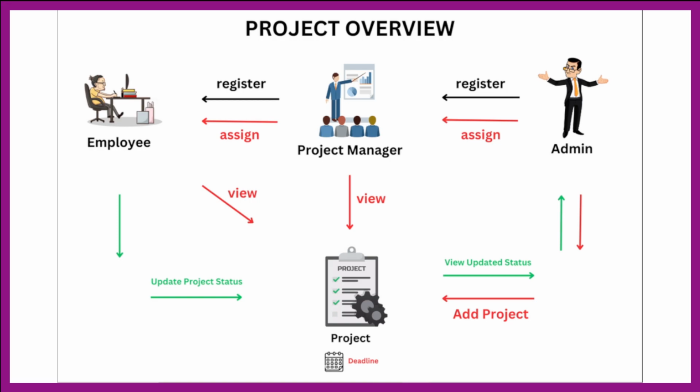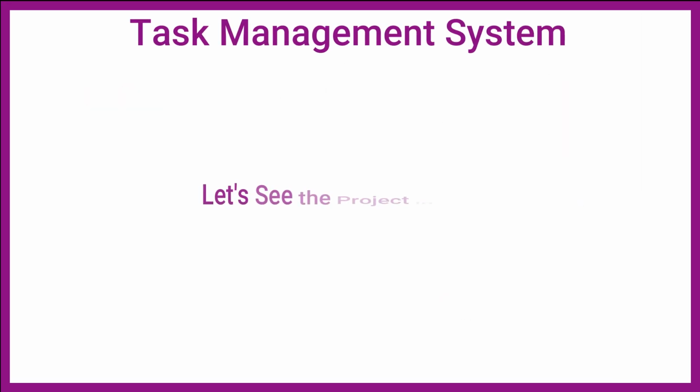At any time the employee can update the project status, like whether he is working on it or the project is completed. Based on the status, he can update the project status. And once the employee updates the project status, this status will be visible to the project manager as well as the admin. So this was the basic overview of the project, and now let's see the complete project in detail.